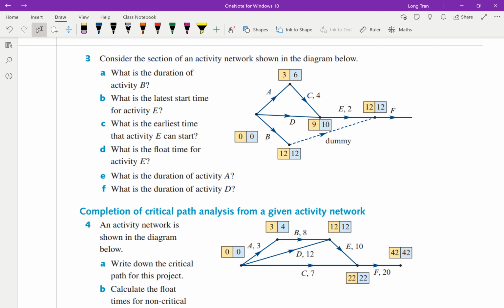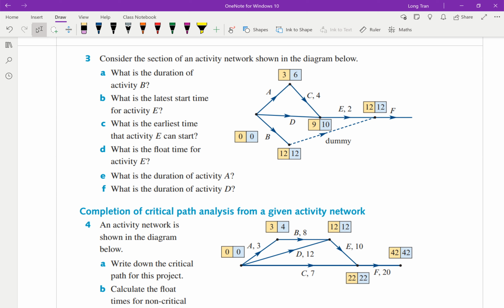All right, team, let's have a look at question 3 now. So hopefully you either had a go at question 1 and 2, and now you're up to 3. If you haven't seen my question 2 video, maybe watch that. But here we go. Question 3: consider the section of activity network shown in the diagram below.